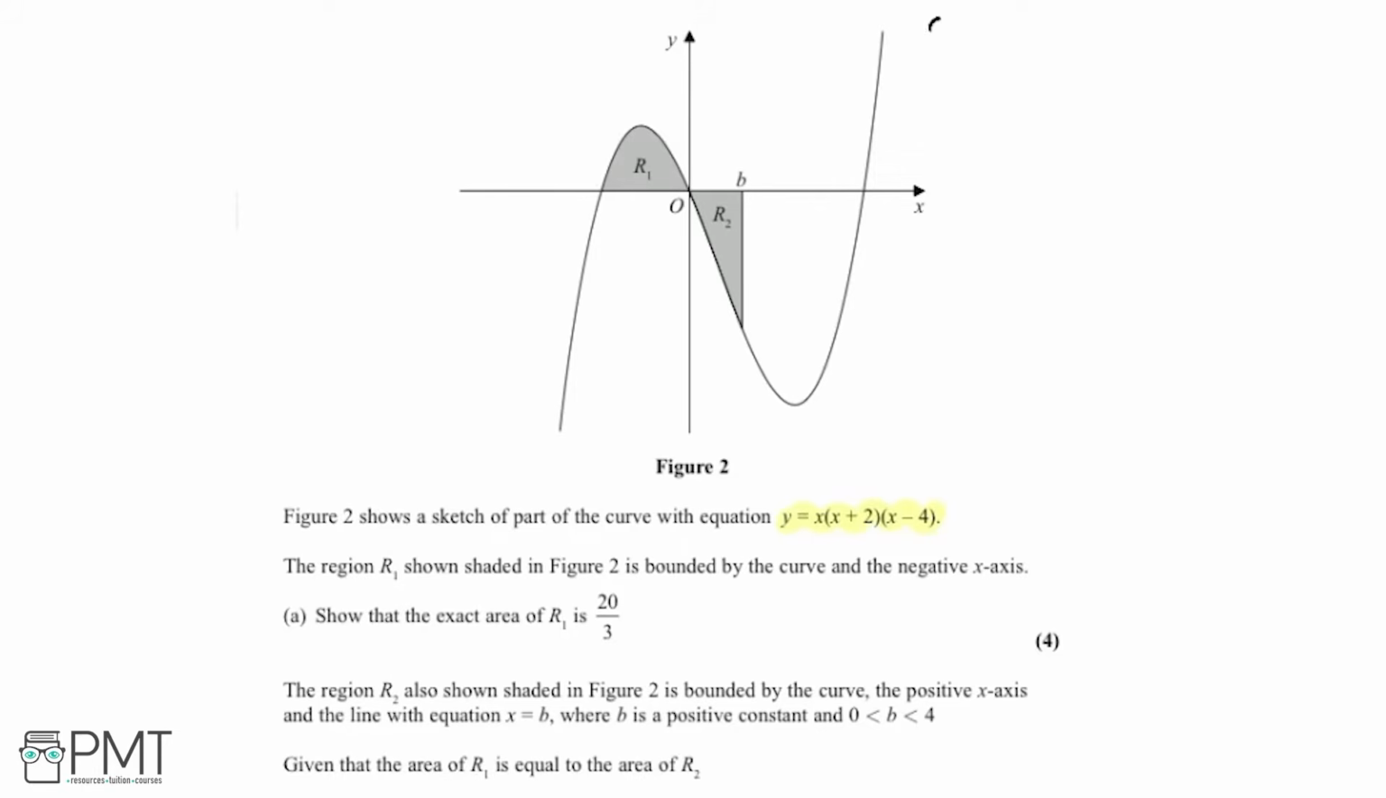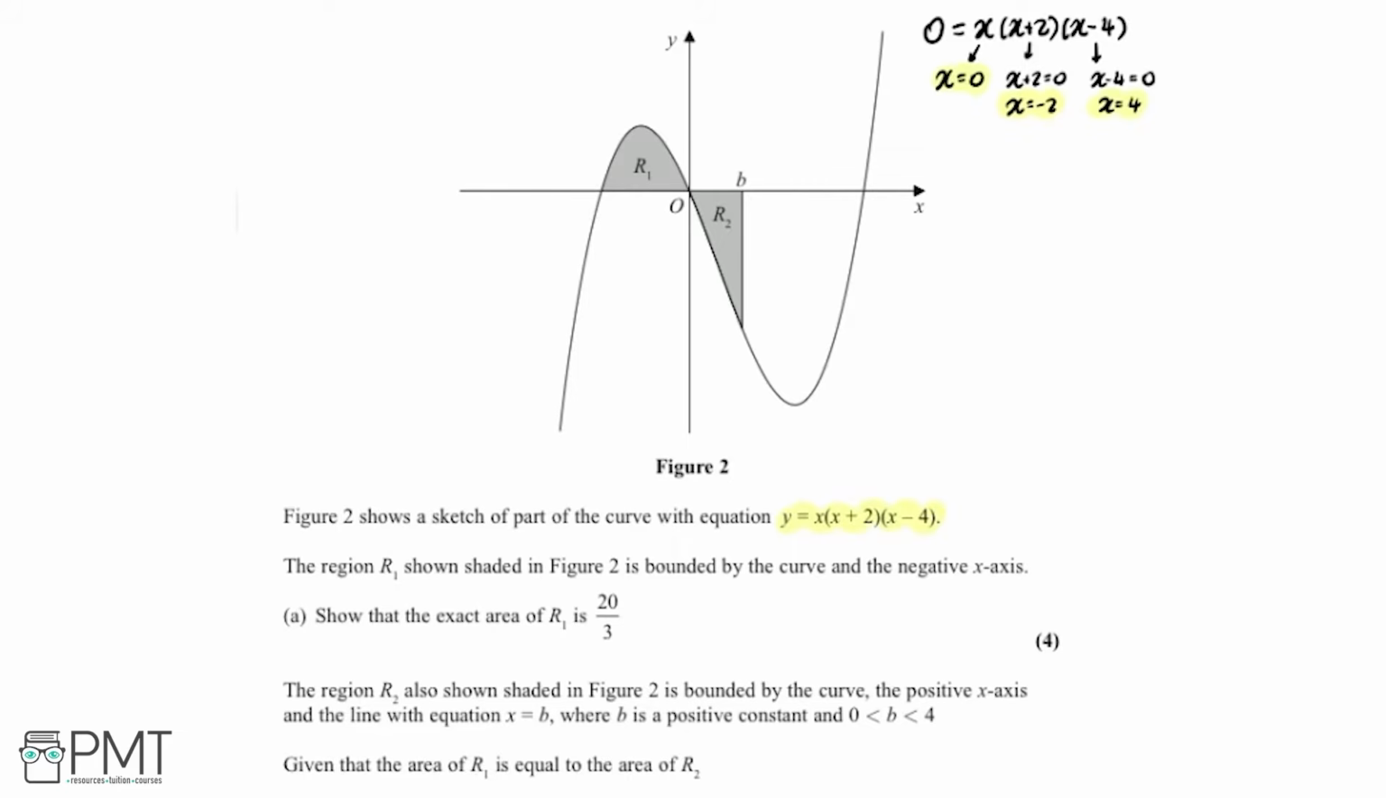So if we do that up here, we've got 0 equals x multiplied by x plus 2 multiplied by x minus 4. Here we've got x equals 0, x plus 2 equals 0, or x minus 4 equals 0. And making x the subject in all of those, we get these 3 roots. So we've got x equals 0, x equals minus 2, and x equals 4.